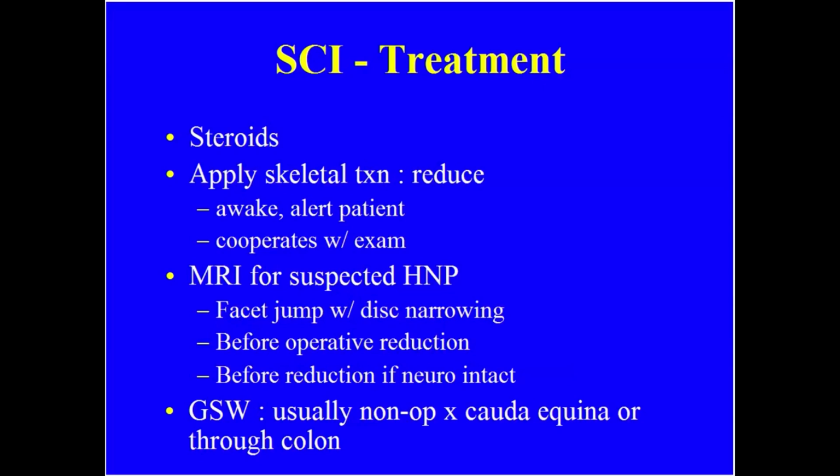And I recognize that there are places like Jefferson where they reduce everybody. Okay. If the patient has an incomplete spinal cord injury and they've been cooperative, but you can't get it reduced, and you say, we got to go to the operating room and put this patient to sleep, then you should get an MRI scan before you reduce it. Okay? And again, I'm happy to answer questions about this at the break.